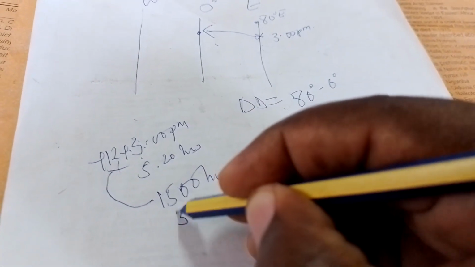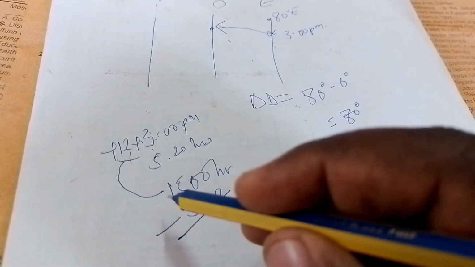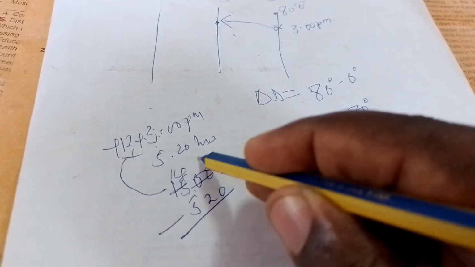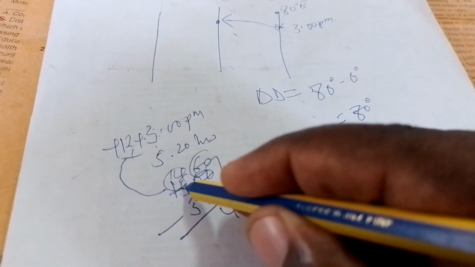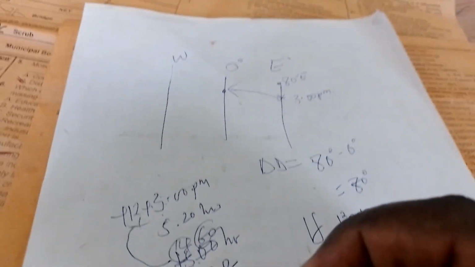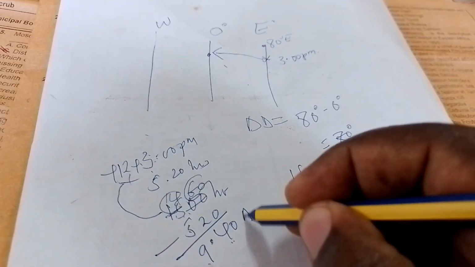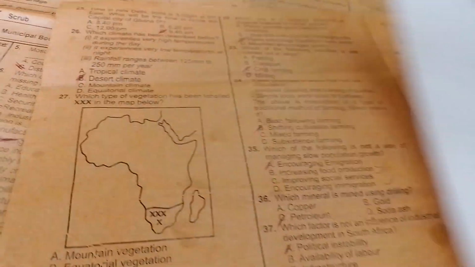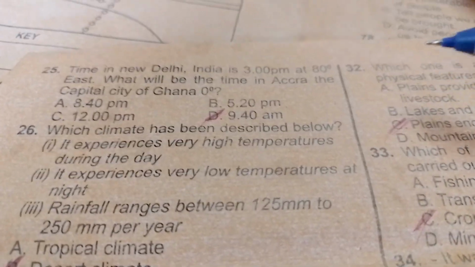Then take away 5:20. What happens here? We borrow 1 hour from here, we remain with 14. So 1 hour converted into minutes, we have 60. 60 minus 20, we get 40. Then 14 minus 5 is 9. So the answer becomes 9. We are coming back. It was 3 p.m., so it is 9 in the morning. It is 9 a.m. Let's check whether it's the answer there. 9:40 a.m. Now you can see we have that answer there.